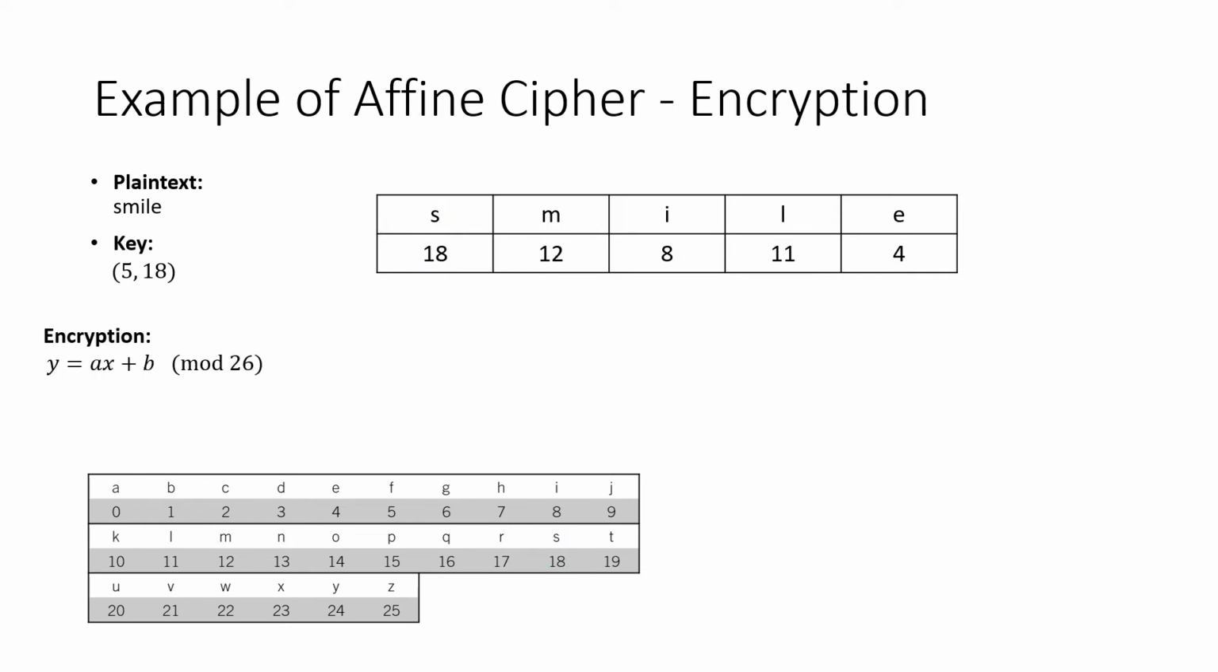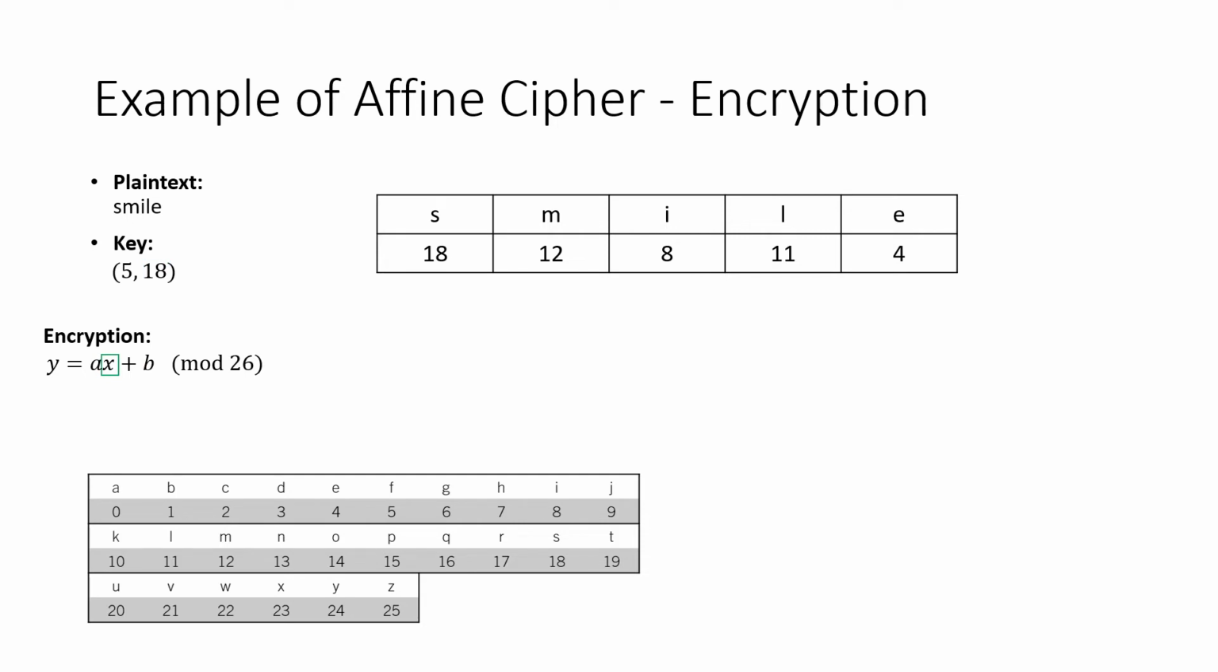So next we note our encryption function, and before going over the exact values that we're going to get for our encryption function, it is worth identifying different components. So A in the encryption function refers to the first component of the ordered pair, which is number 5 in this case. Similarly, B in the encryption function refers to the second component of our key. In this case, it's number 18.